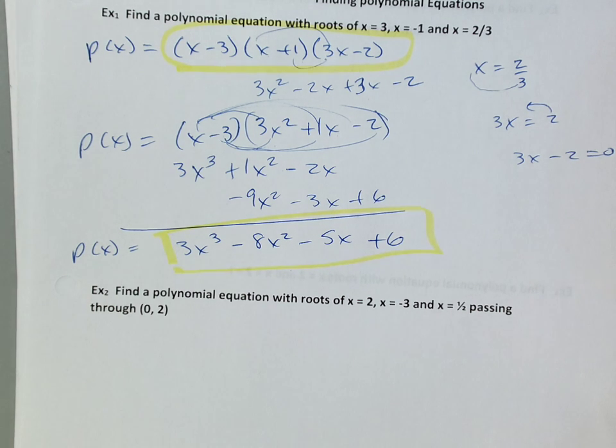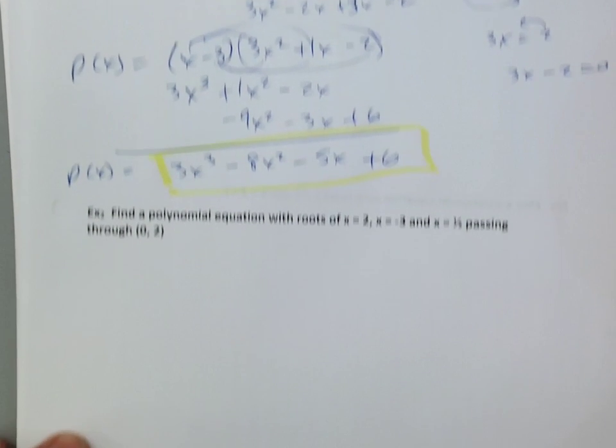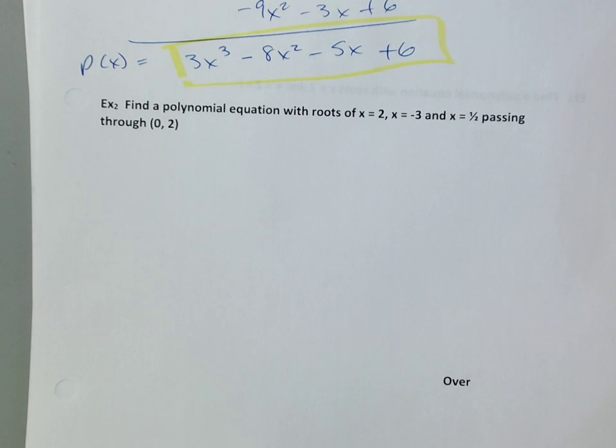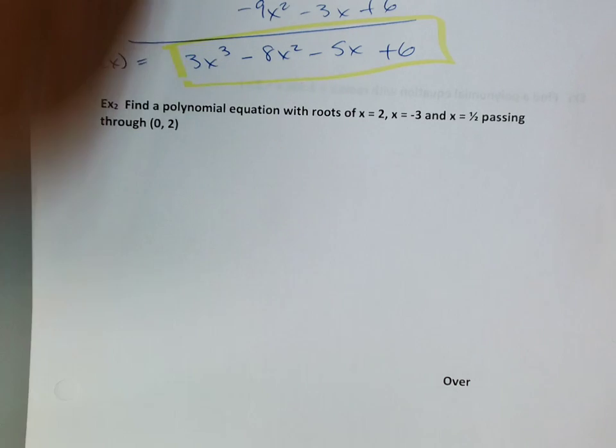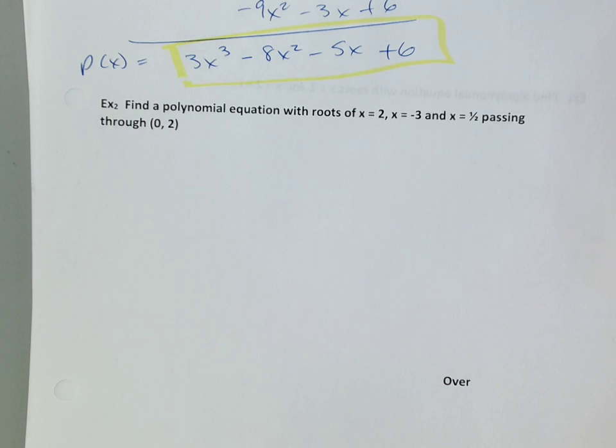Now, example 2. Okay? So example 2, I'm going to go ahead and give you a graph. I want you to watch this graph. So if I had roots of 2, -3, and 1/2, right? So the equation of the graph could look like this. Right? Could. Sasha, watching? It could. It could also look like this.